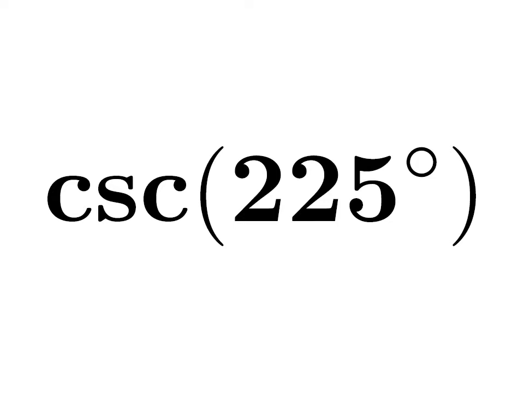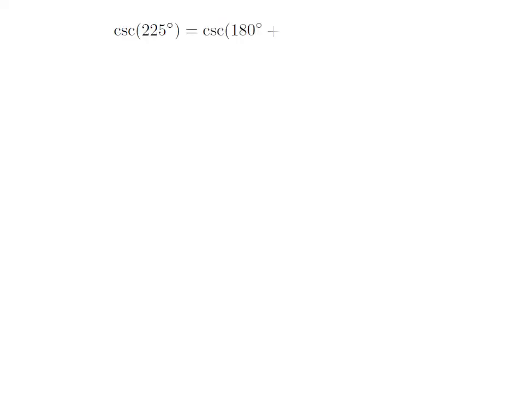In this video, we will learn to find the value of cosecant of 225 degree. As 225 degree is equal to 180 degree plus 45 degree, so cosecant of 225 degree is equal to cosecant of 180 degree plus 45 degree.